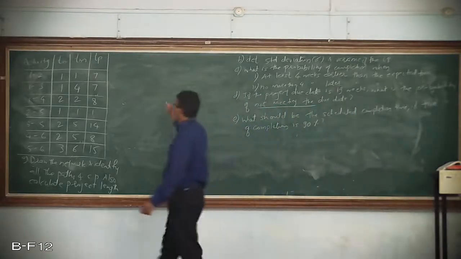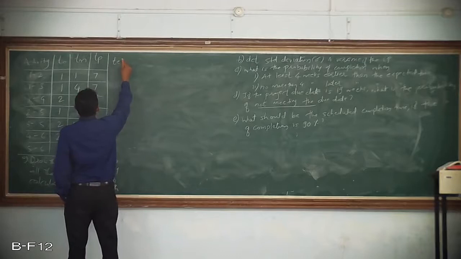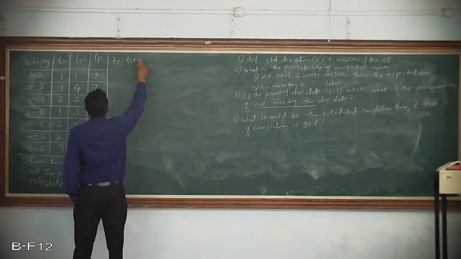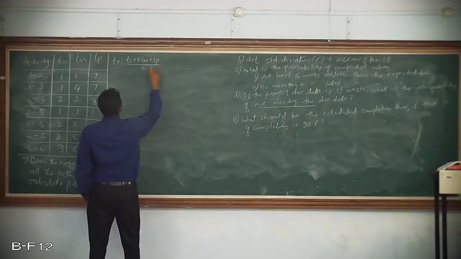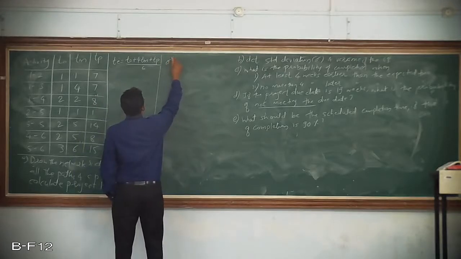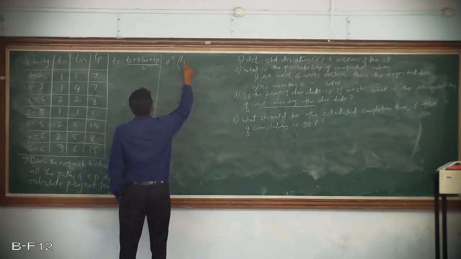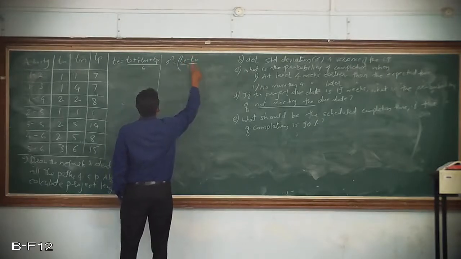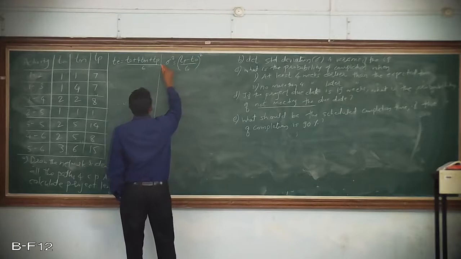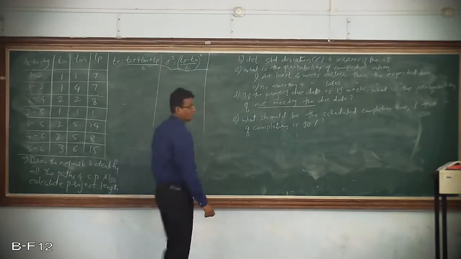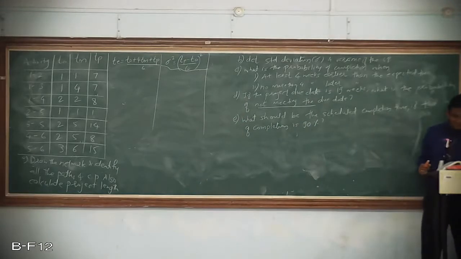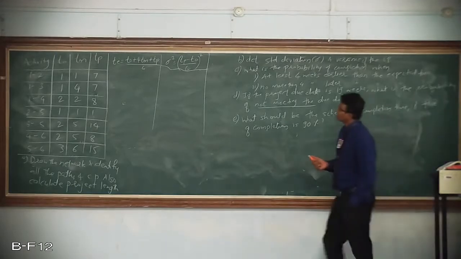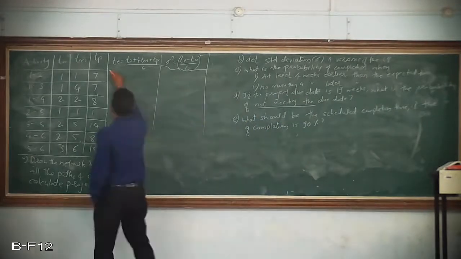So first, I'll be calculating T, which is (T0 + 4Tm + Tp) divided by 6, and sigma squared is equal to ((Tp - T0) divided by 6) the whole squared. This formula we have seen in yesterday's class. So I'll calculate this first.